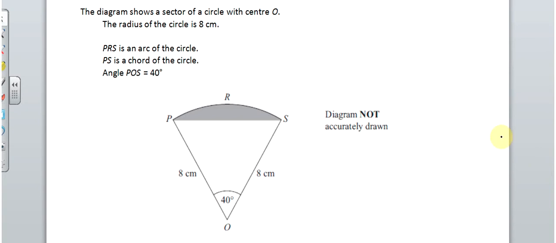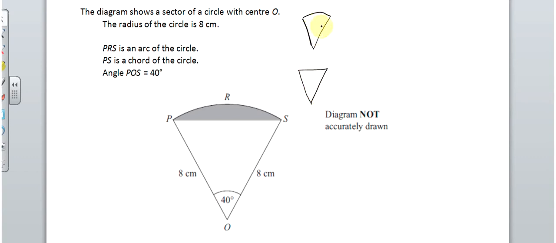Now, the last one, possibly the hardest. We've got a sector here, like a piece of pizza. We're told that the radius is 8, yeah, we can see that. It's part of a circle, PS is a chord on the circle, and we've got an angle. And O is the centre. So we've got 2 shapes here. We've got a sector, which is obvious, but we've also got a triangle.